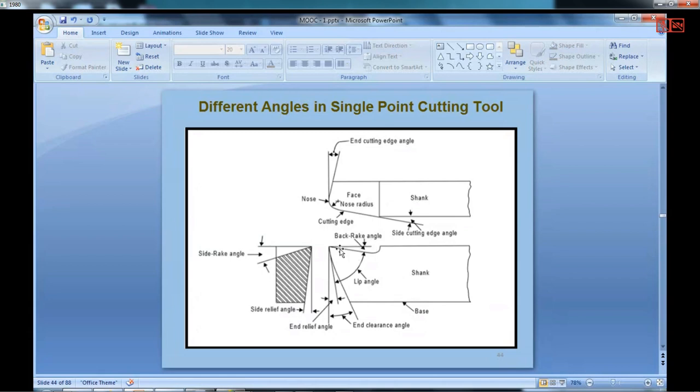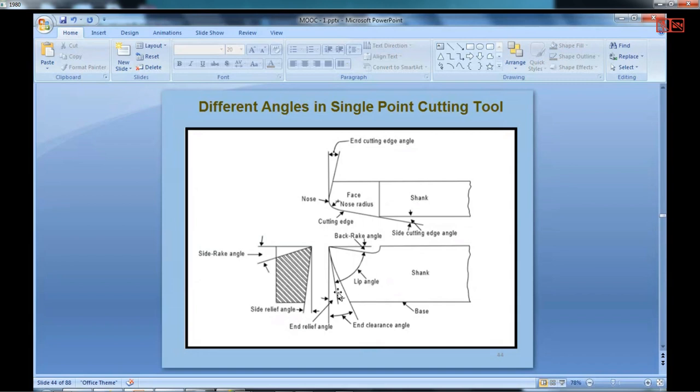What you see here, you can see in a much better way in the 2D diagram. The rake angle, the back rake angle: it is inclined backwards, so it is a back rake angle. And then we see here the end relief angle, and this is the end clearance angle. End clearance angle is given so that it should not interfere with the newly formed surface. Draw a line here. The angle between these two is the end relief angle, and the angle between this edge and the vertical line is the end clearance angle.